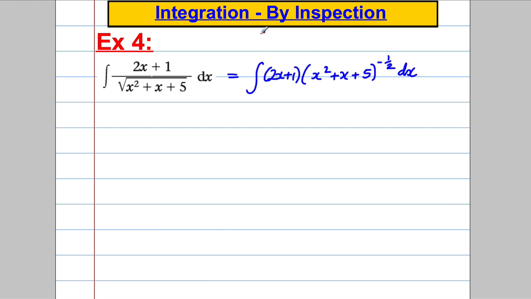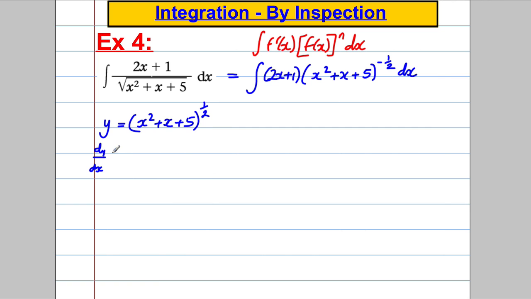Then it looks like it might be of this form, f dashed x, f of x to the power of n with respect to x, because the differential of this thing here is 2x add 1. Whenever I get it of that form, I'm going to try y is equal to this thing, x squared add x add 5, to one higher power, so to the power of a half. If I differentiate this, what would I get? Well, I'd bring down the half, then differentiate this here to get 2x add 1, and keep the bracket as it was, x squared add x add 5 to the negative a half.